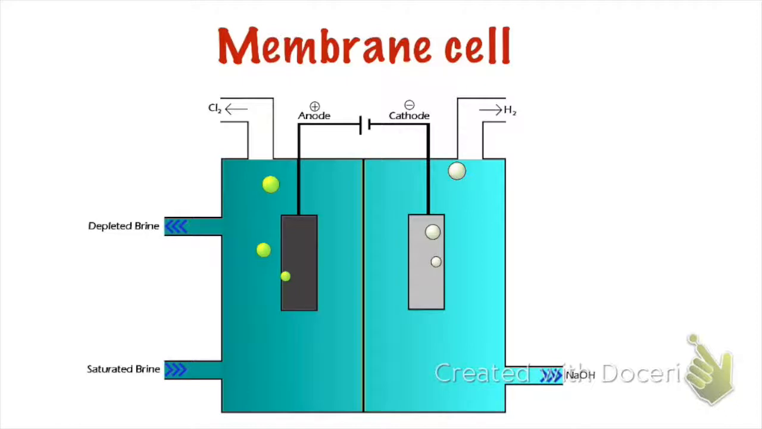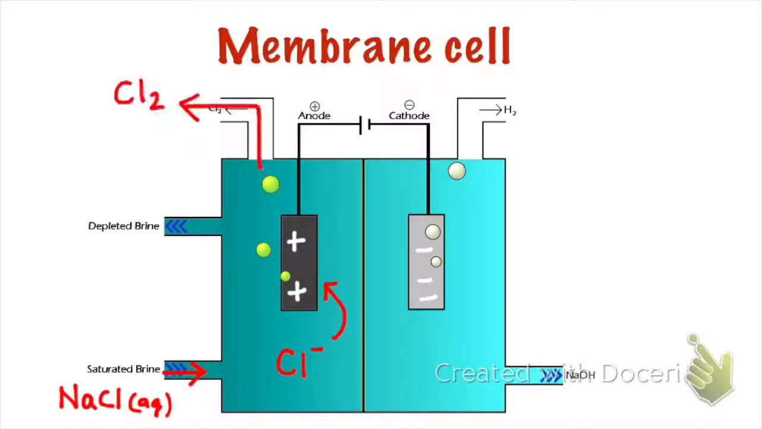Notice that the two compartments, the anode and the cathode side, are separated to try and keep the products away from each other. The anode compartment is connected to the positive, and so that's a positive electrode. Cathode is negative. If you now focus down bottom left, where it says saturated brine, that's where our aqueous sodium chloride is introduced into the anode compartment. The chloride ions are then attracted to the positive anode, and they are discharged as chlorine gas.